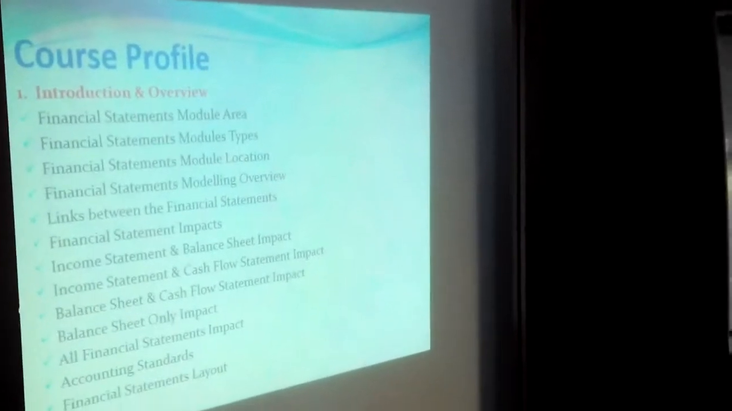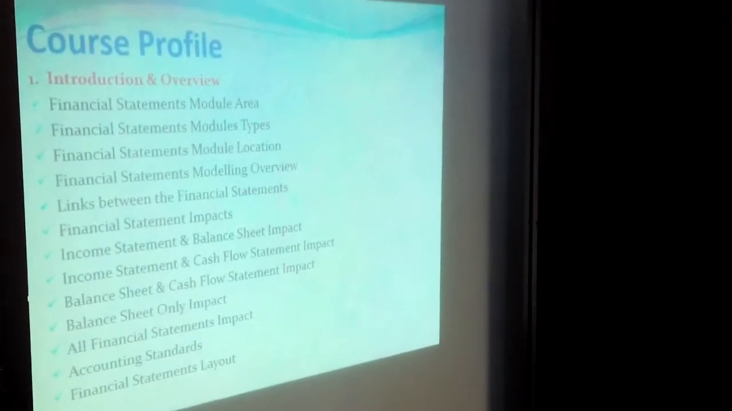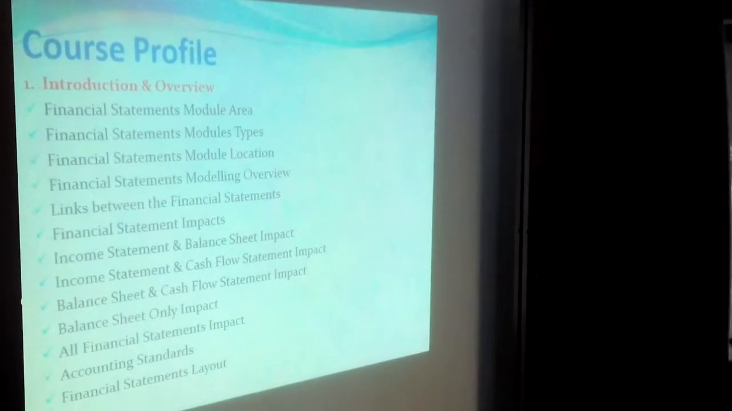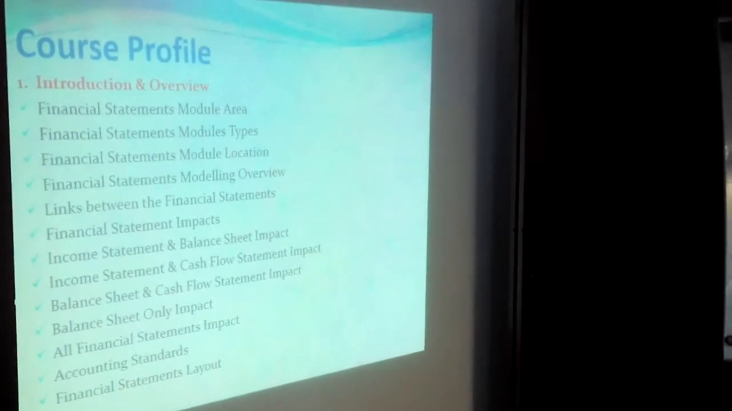So I'll take us back to those previous slides so that we go through what we're going to be looking at very quickly. Yeah. So this is what we're going to be looking at. We look at the financial statement module area. We look at what that means in a minute. We look at the types. We look at the location. We look at the overview of our modeling. Then we look at the financial statements and all the links between them.